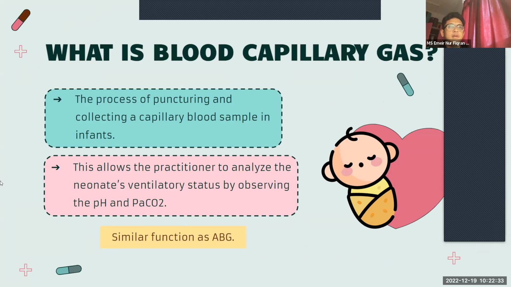So what is capillary blood gas sampling? It is a process of puncturing and collecting capillary blood samples in infants. Essentially the function is the same as arterial blood gas, as mentioned by Brother Azri, which allows us to analyze the neonate's ventilatory status, the adequacy of ventilation by PaCO2, as well as to estimate the acid-base balance or pH in infants or neonates.